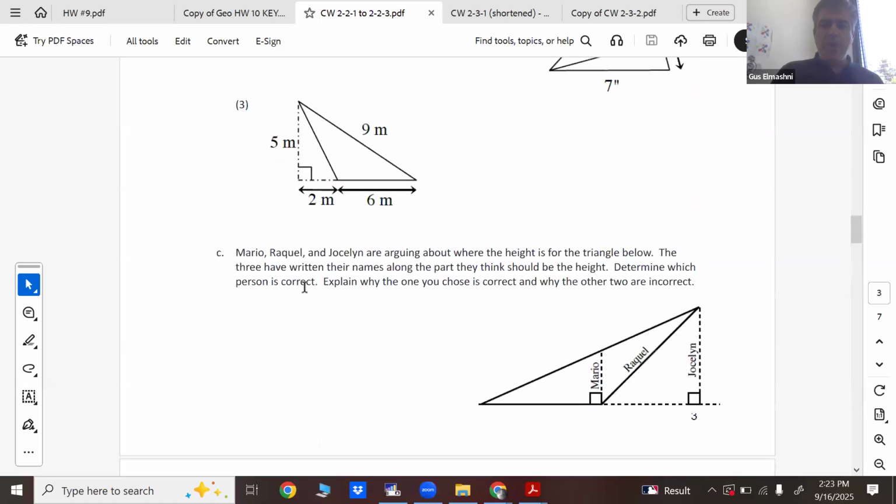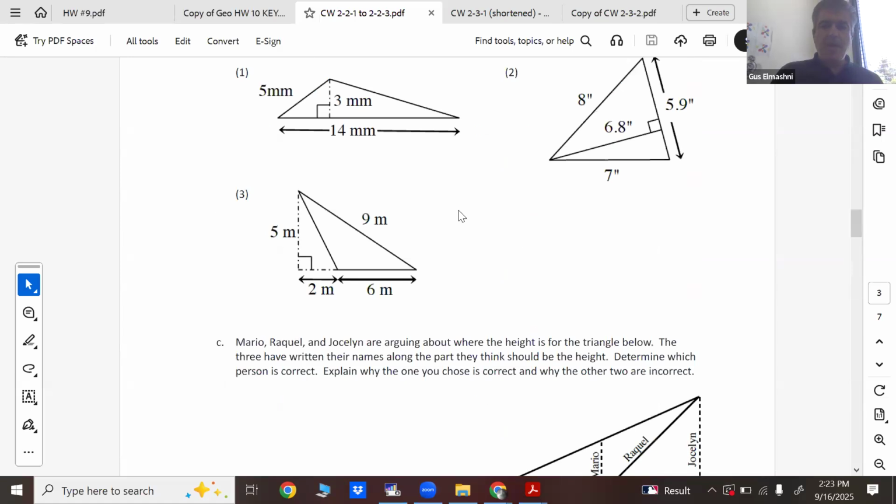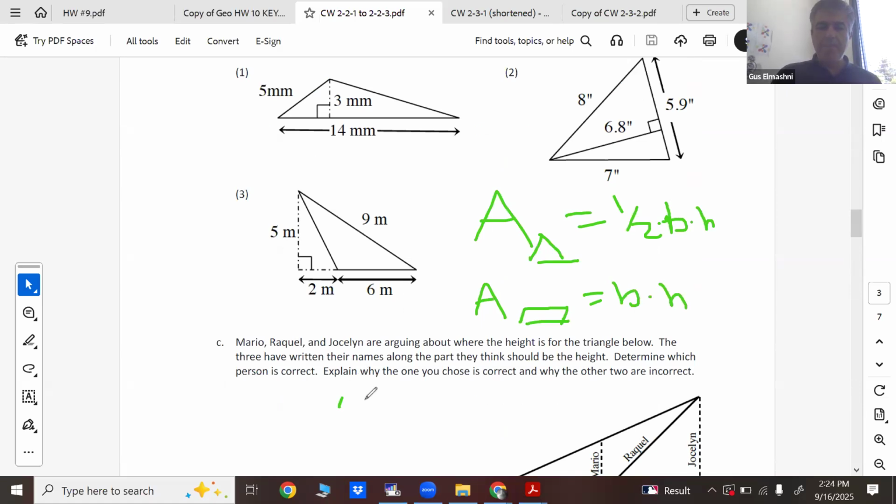Just so you know, some of these formulas for area. Area of a triangle is 1/2 times base times height. Area of a parallelogram is base times height. Area of a trapezoid is 1/2. So that's essentially homework.